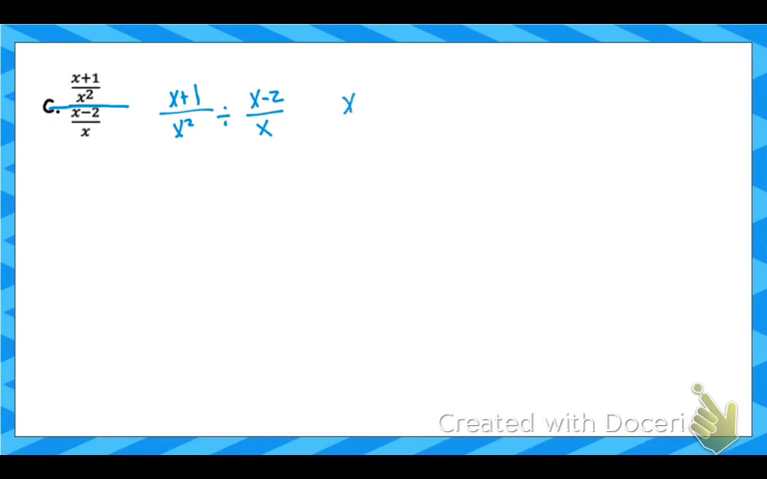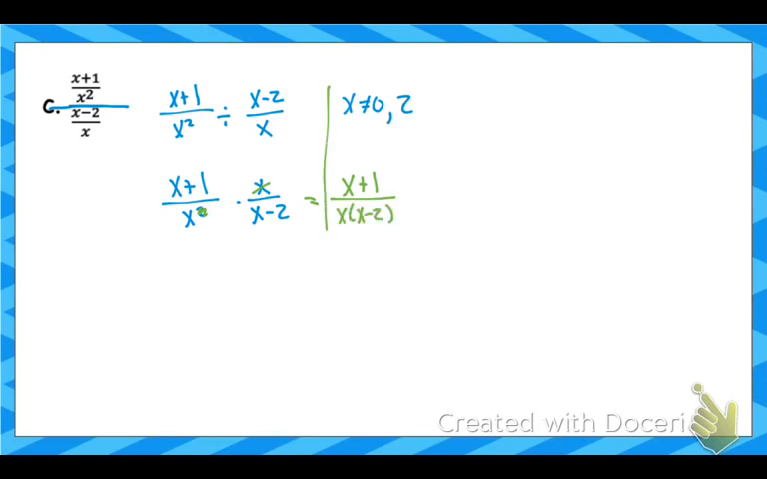We'll list our excluded values, flip the second, list any new excluded values, cancel out, and I get my simplified expression. So anytime you see a fraction on top of a fraction like that, I just think it's simpler to rewrite it horizontally. And then again, we're dealing with the same kind of problem we were just dealing with.